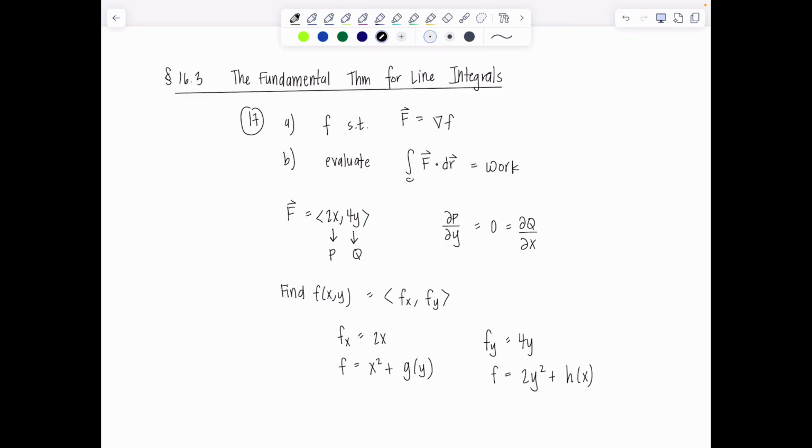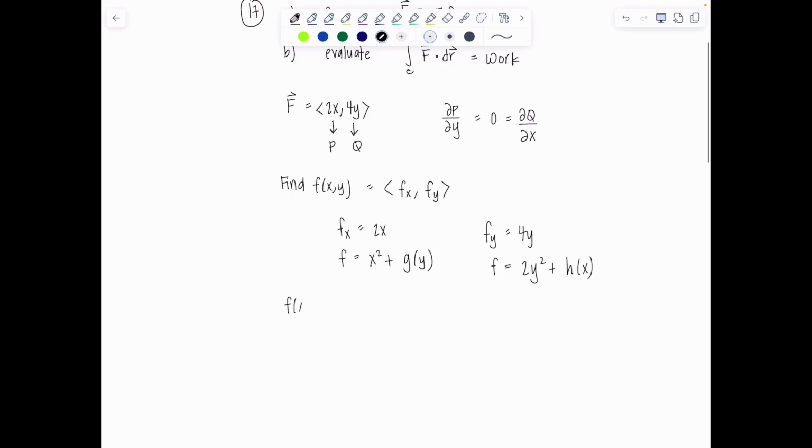Okay, then when you put your potential function together, f of x, y, you just list all the terms that you got from all those antidifferentiations. If there's duplicate terms, you don't list them again. It's just like, oh, it's already accounted for. I already have it. So we have x squared plus 2y squared. Good? I can just leave it like that.